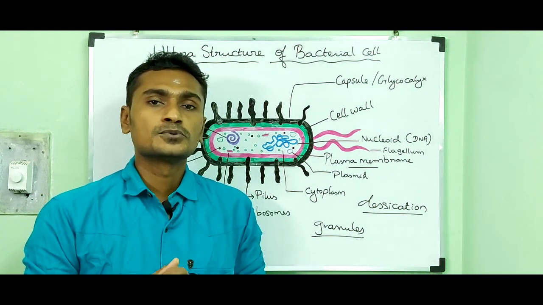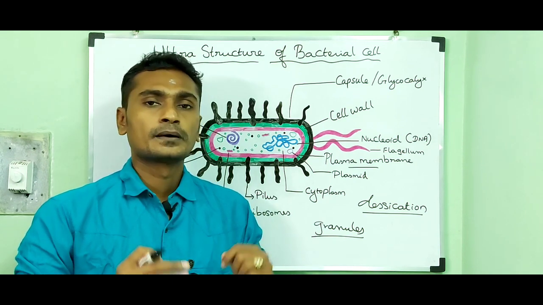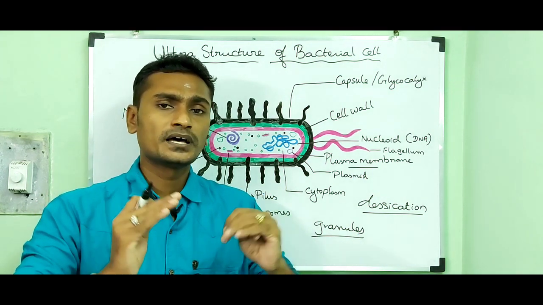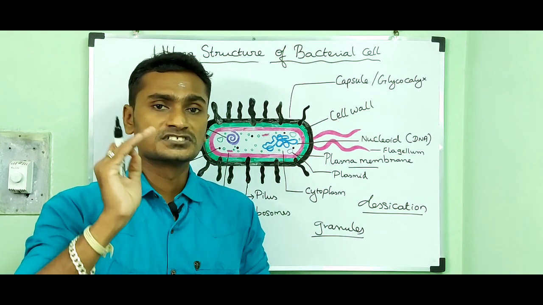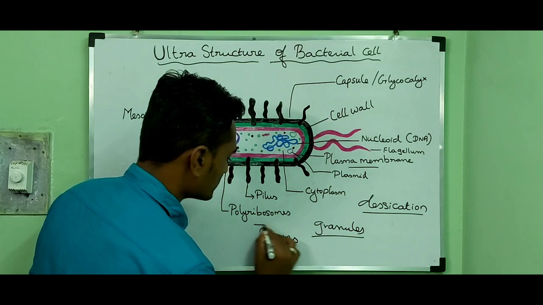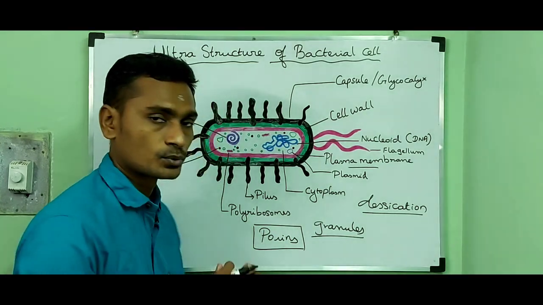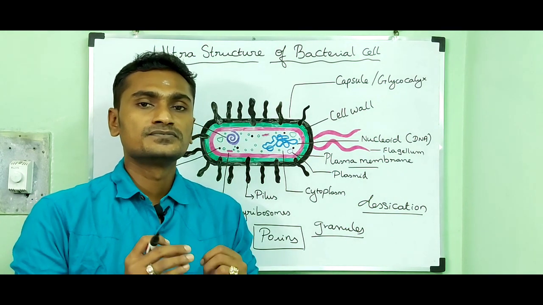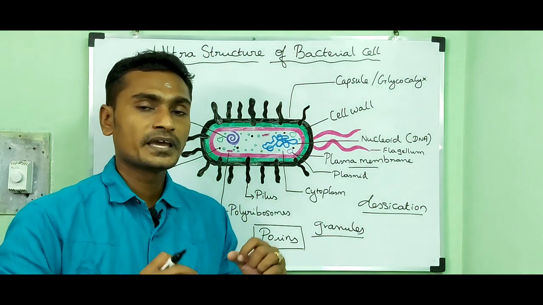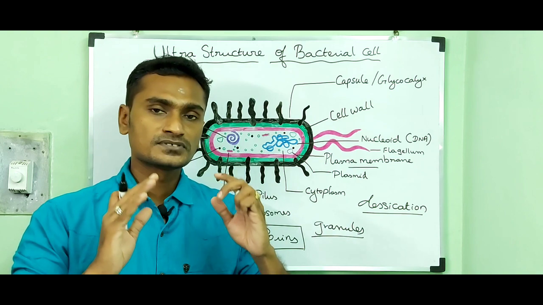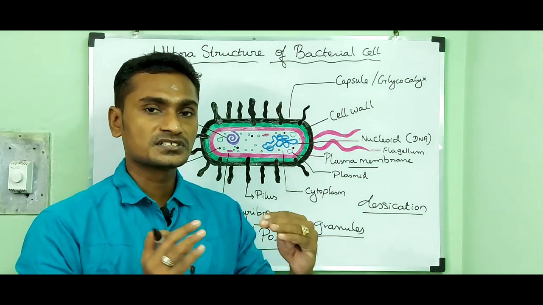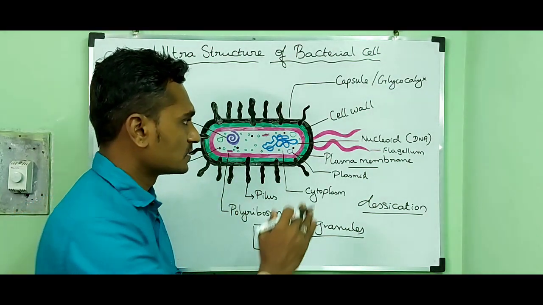Then the chemical composition of the bacterial cell wall is peptidoglycan or mucopeptide. One of the most abundant polypeptides present in the bacterial cell wall is called porins. Porins are proteins which are helpful in the transport of solutes. Porins make a pore, and through that pore, diffusion of solute takes place. So porins are very important in the transportation of solutes. So that's all about the cell wall.